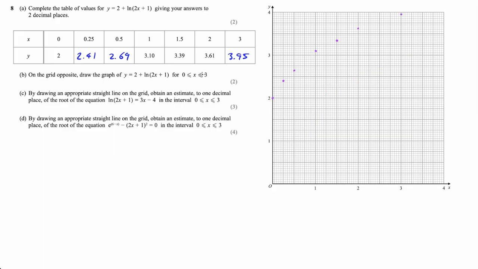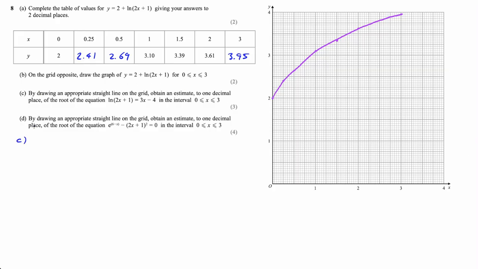Now he says from 0 to 3, so I'm going to stop when I get to there. Okay, now, it should be a nice curve. Okay, that's not good enough. Nice curve through the points. Okay, guys, that actually isn't good enough, but I'm not going to draw it again, so just make sure you draw it properly.